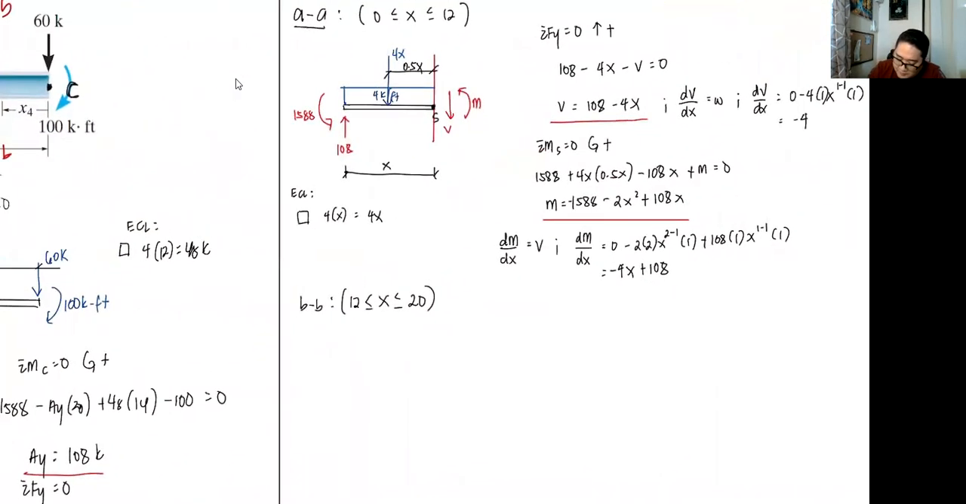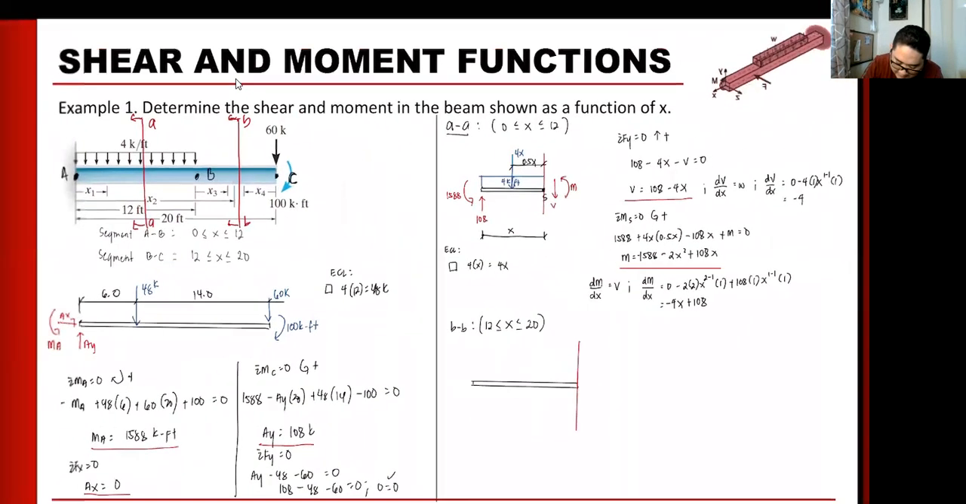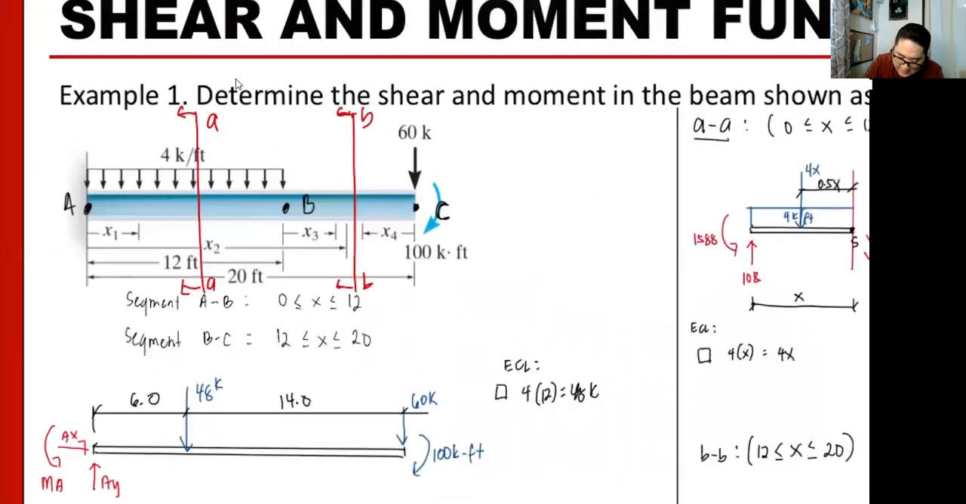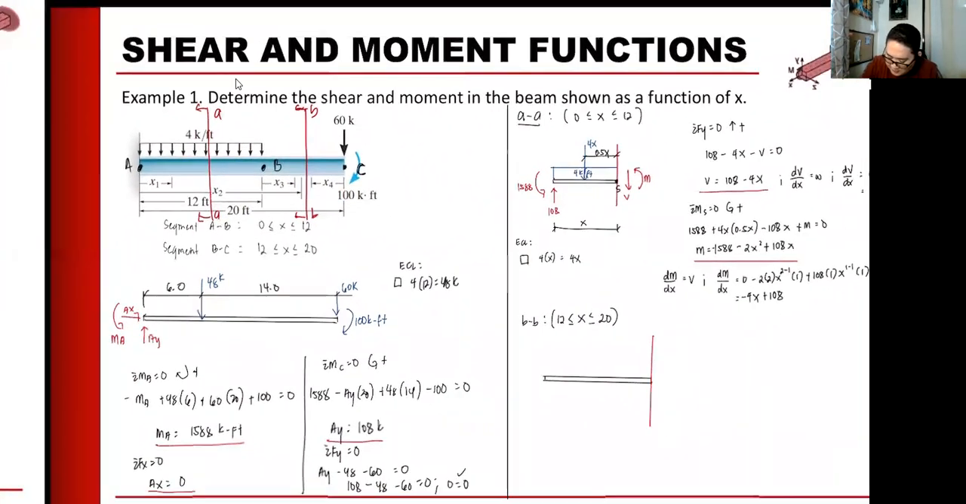So, okay, so let's try to calculate that. So, ito yung segment natin. So, ito yung B natin. So, much longer na siya, no? Then, ito yung cut natin. And then, makikita nyo, pumasok na yung ating rectangular force doon, no? So, ito yun.